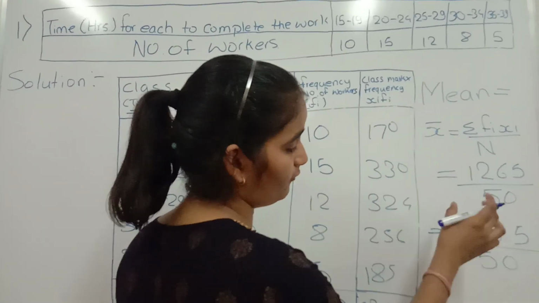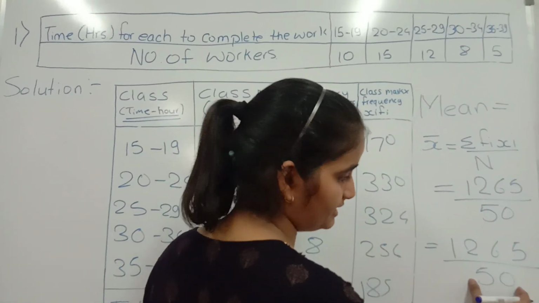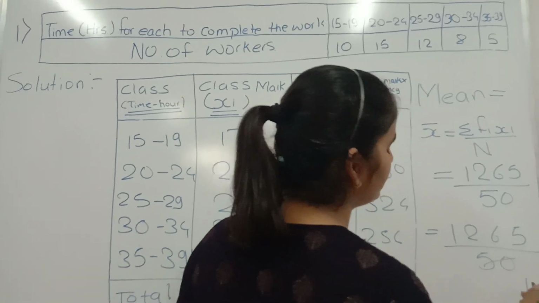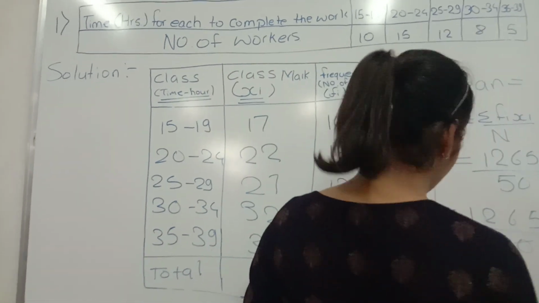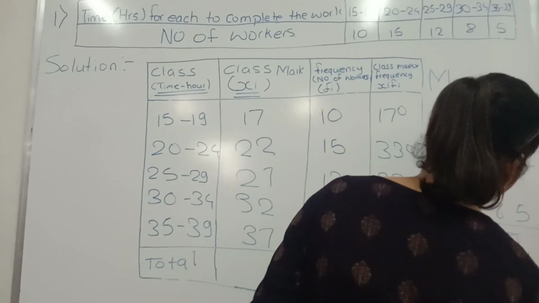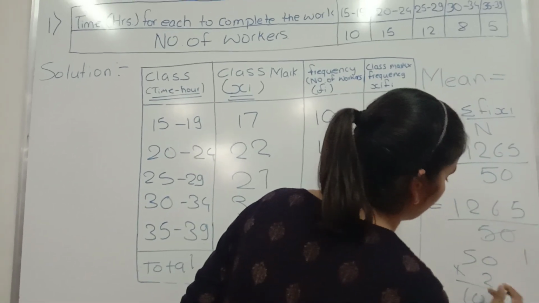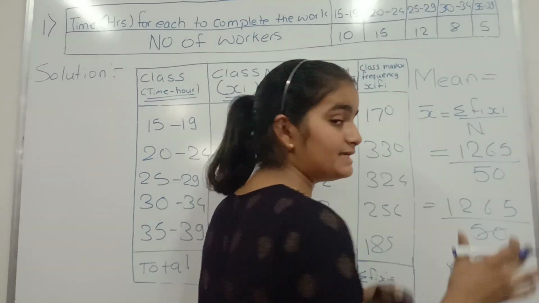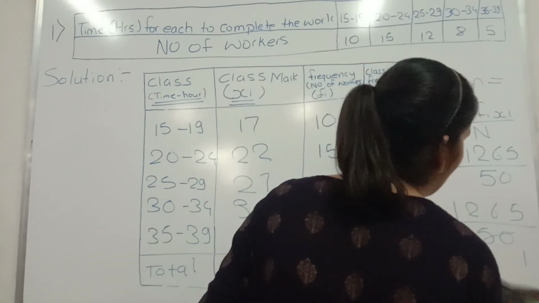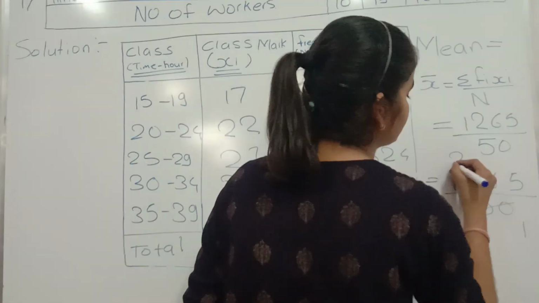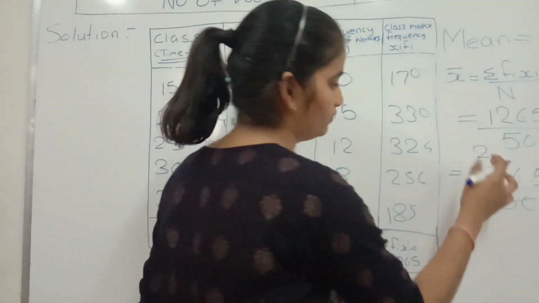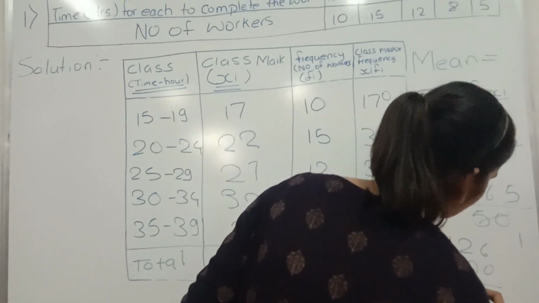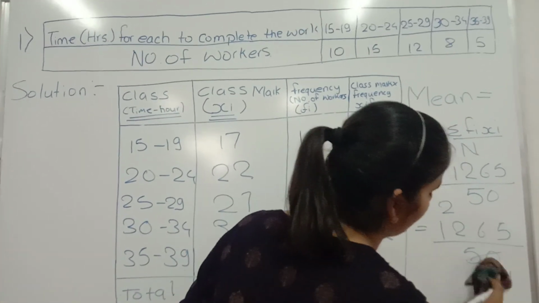Of course, 1 and 2 are smaller than 50, so we have to take 3 digits, 126. 50 ones are 50, 50 twos are 100, and 50 threes are 150. Of course 126 is smaller than 150, so we take 50 twos, which is 100. We get 2, only one digit. So 126 minus 100 is 26. So 26 still remains.